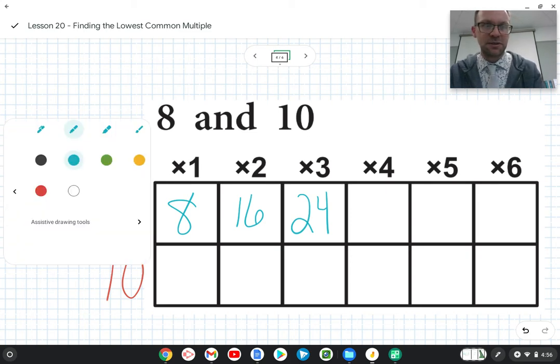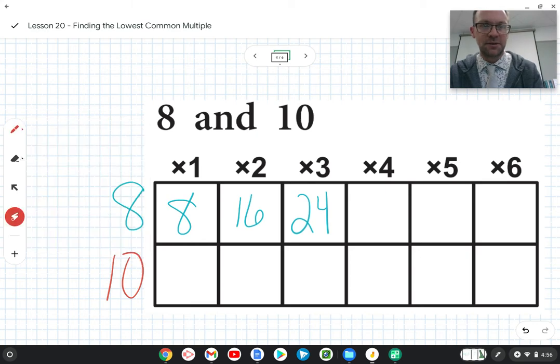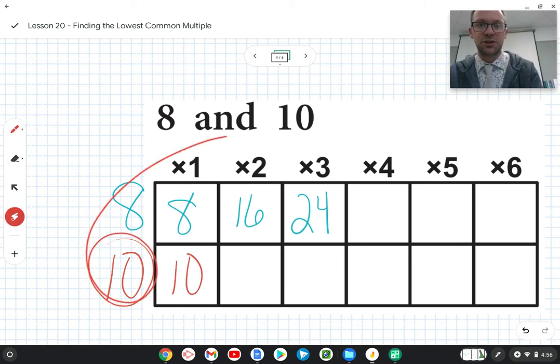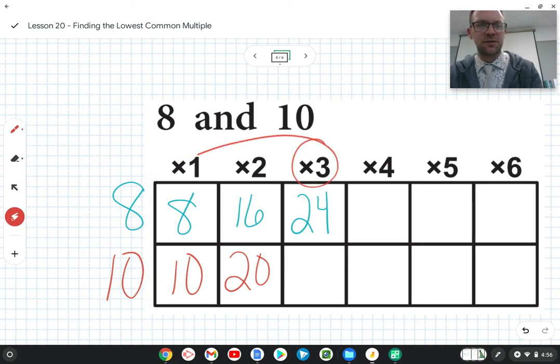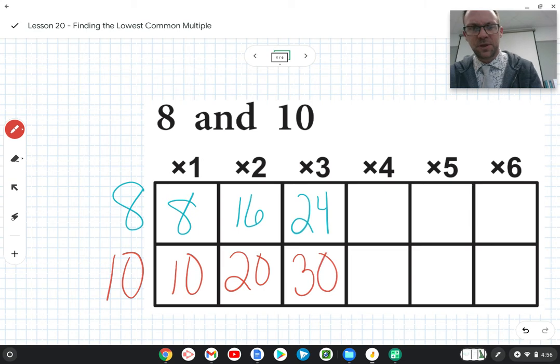Now let's switch over to finding some multiples of 10. Okay, let's do 10 times 1. That's 10. We say 10 is a multiple of 10. Let's do 10 times 2. That's 20. 20 is another multiple of 10. How about 10 times 3? That's 30. We say 30 is a multiple of 10.